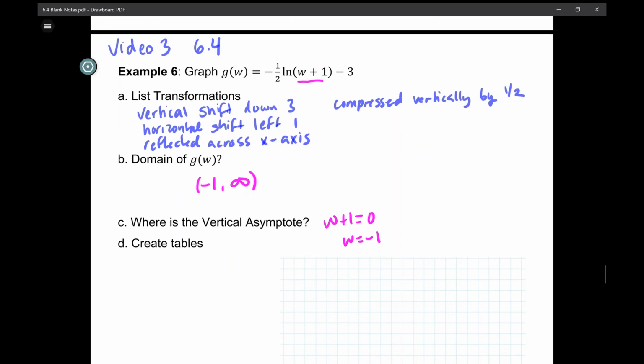And so it says create table, but sometimes at this point, I think we can just use technology to help us. So let's go ahead and head over to Desmos and let's look at the graph. We know what we're expecting is going to be reflected, shifted left 1, down 3, and a little bit compressed. So let's go ahead and go to Desmos and see what it has to say.